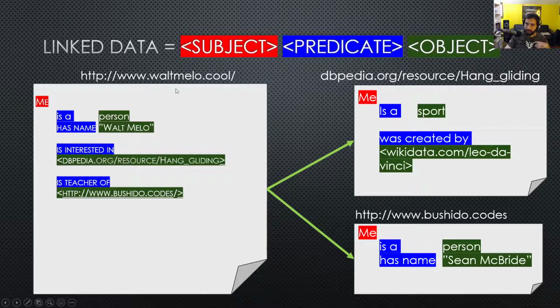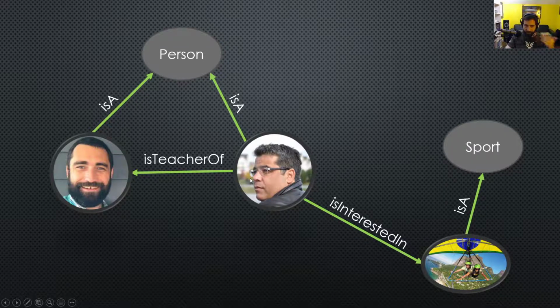And so when you crawl this, you end up finding out that hang gliding is a sport. Hang gliding was created by Leo da Vinci. And you can keep following these links out because it's a graph. Or here's me, I'm a person, I've got the name Sean McBride. And so when you draw this out as a graph, here's what it kind of looks like. And all of these edges are typed by schemas. And that makes it so the knowledge graph is something that a machine can understand, right? Because these are typed schemas.